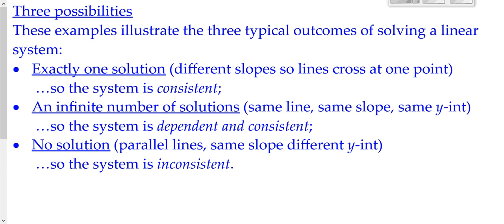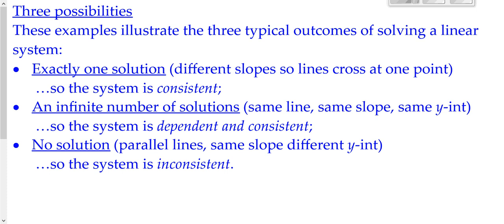So you could have, with 2 lines crossing, one solution. That would mean the slopes would have to be different and they cross at one point. That's considered to be consistent and also independent. If the 2 lines are the same, so you'd have to have the same slope and the same y-intercept, then the systems are considered to be dependent and consistent, which means they have infinitely many solutions.